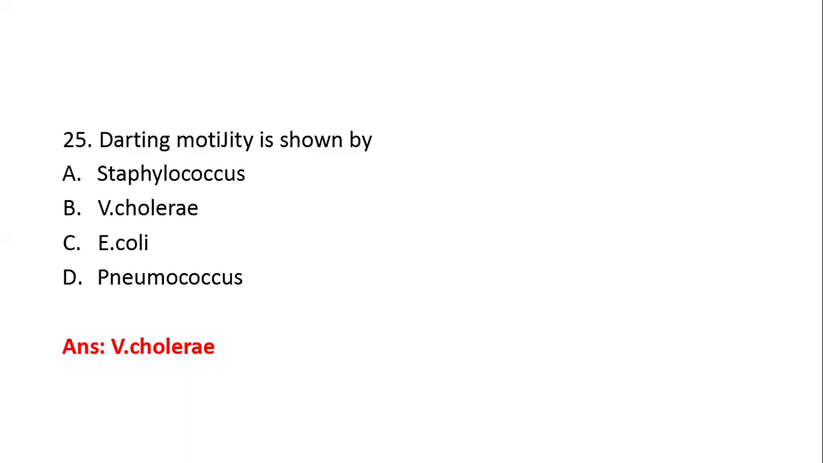Vibrio cholera has characteristic vibratory motility. The word Vibrio is derived from the vibratory motility. So it has darting motility.